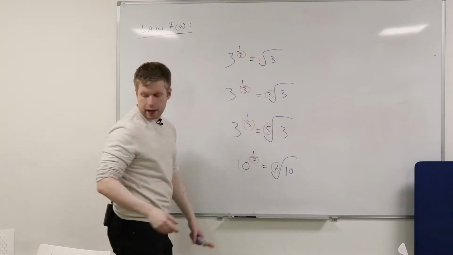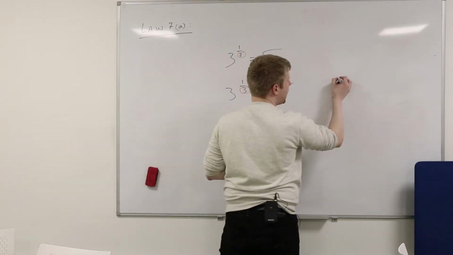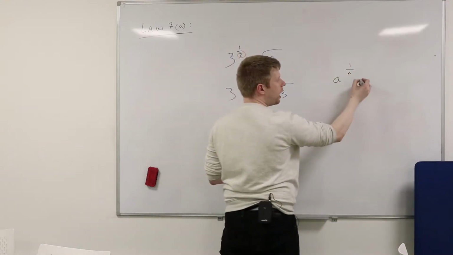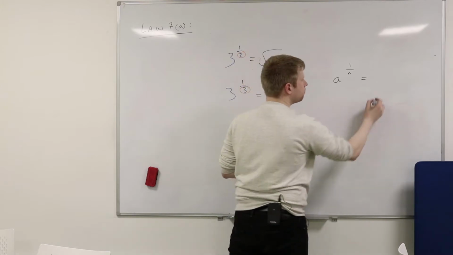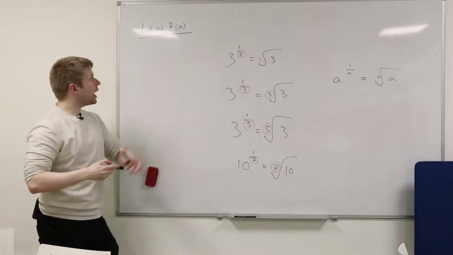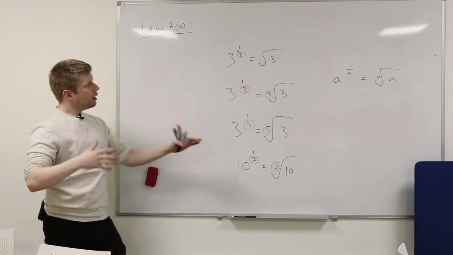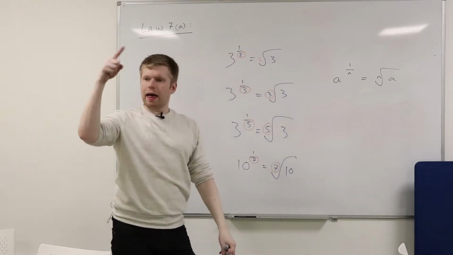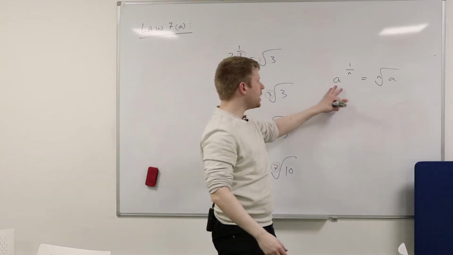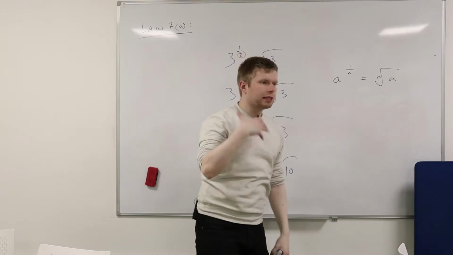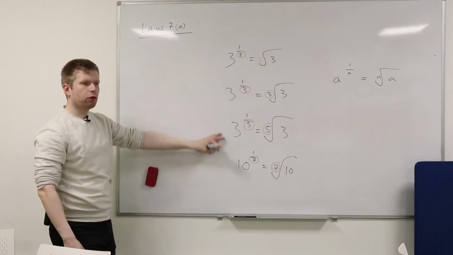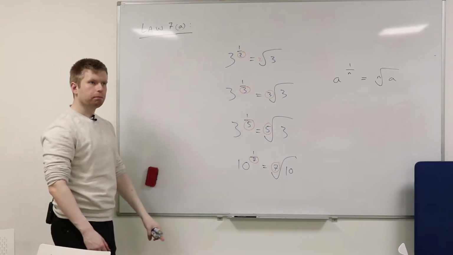So in general then, if I had a to the power of 1 over n, what would that be the same as? The nth root of a. Is that okay? So that is law 7 part A. If I have a number raised to a fraction, that denominator becomes whatever root it is. So if I had a raised to the power of 1 over n, that becomes the nth root of a. And of course you can apply exactly the same proof to all of these that I did for the first one.